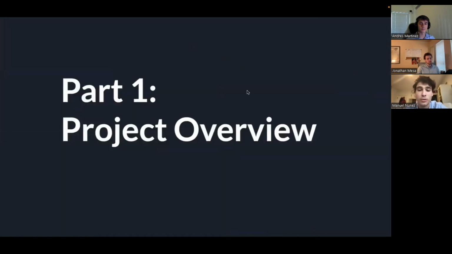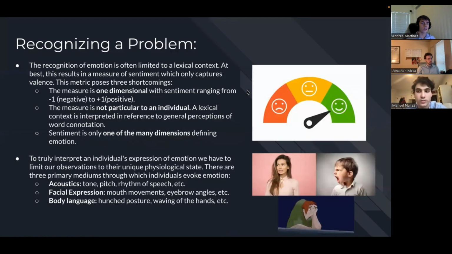On to part one, project overview. So let's simplify how we understand emotions. Usually we just look at words, which only gives us a basic good or bad vibe, but this misses the full picture. Emotions are more than just words. They're about how we say things, our facial expressions, and our body language. By focusing on these, we can get a real sense of someone's feelings.